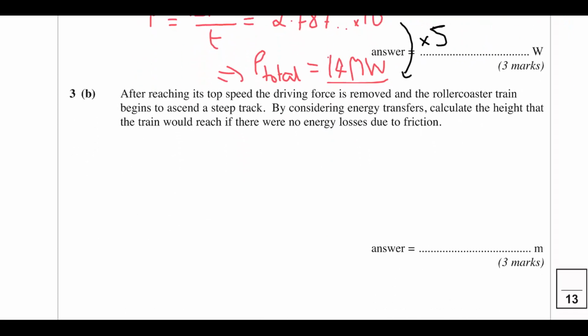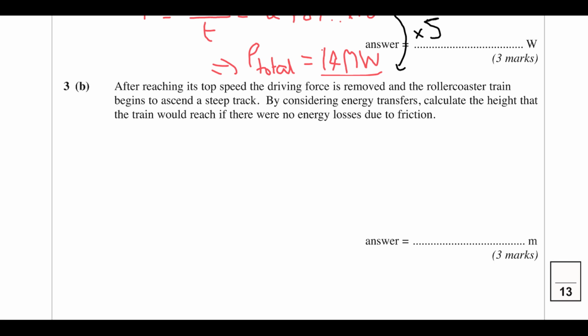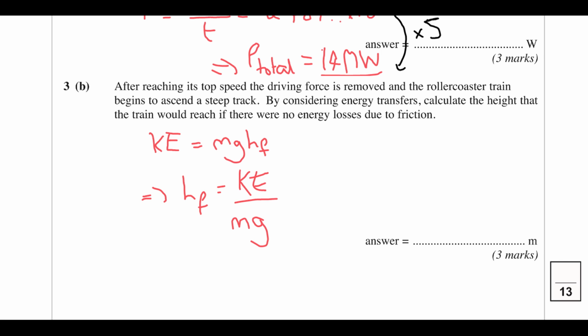Okay, so after reaching its top speed, the driving force is removed and the roller coaster train begins to ascend a steep track. By considering energy transfers, calculate the maximum height it can reach if there's no friction. So what we're going to do is all of its kinetic energy is going to be transferred into GPE. So the final height is going to be the kinetic energy divided by the mass times gravity. So let's get that up.